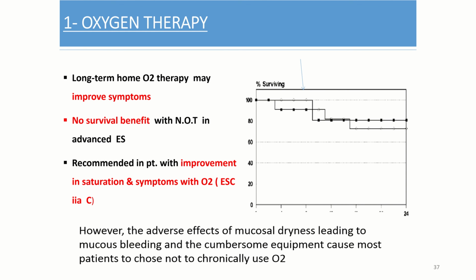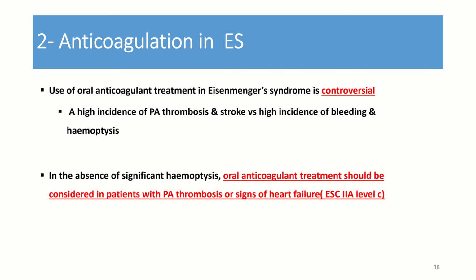For oxygen therapy, long-term home oxygen therapy may improve symptoms. There are no survival benefits yet. It's recommended to improve saturation and symptoms as class 2A. However, we should keep in mind the adverse effect of mucosal dryness leading to mucosal bleeding, so it should be avoided in those patients. So, the bottom line is that oxygen therapy is just to improve the symptoms, with no survival benefits yet. Anticoagulation is a big controversial issue.